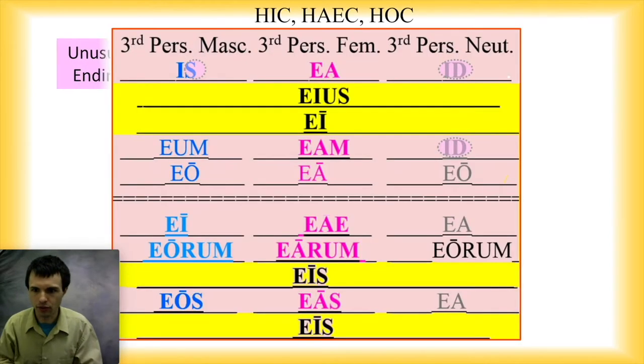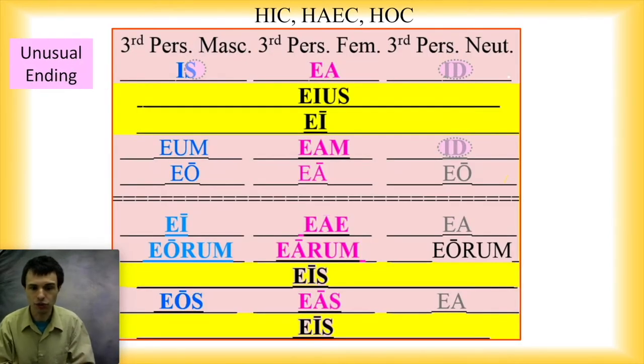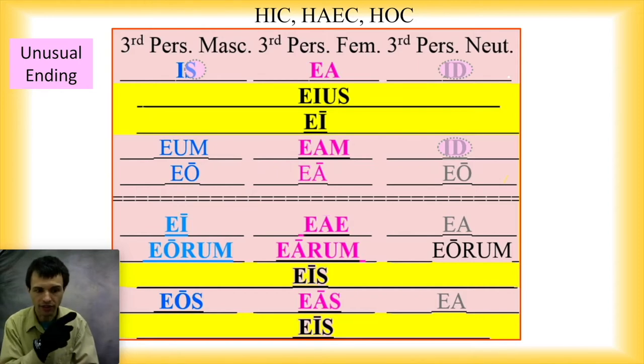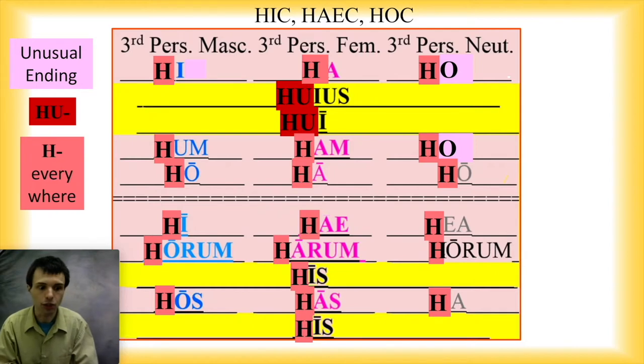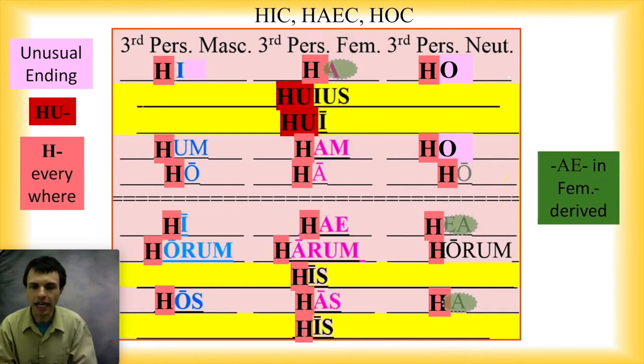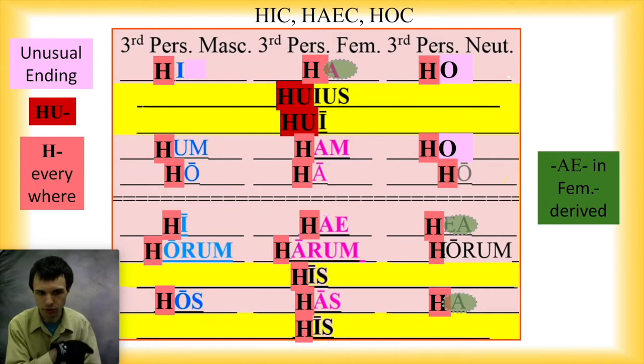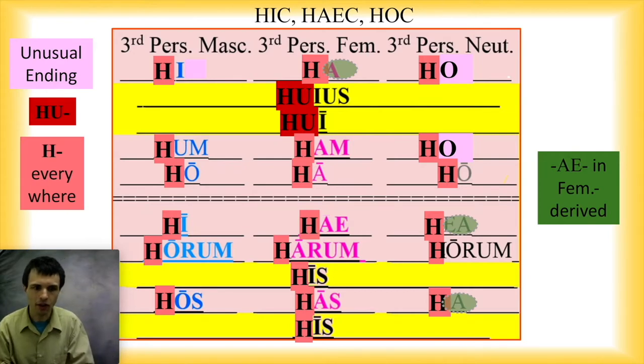All right, so how do we do this? First, our three unusual forms are going to get a weird ending. O in the neuters and no S here on the masculine. Chunk. Next comes in H or HU. After that, the feminine derived endings, which is the feminine and then the neuter plurals, which always are identical to feminine singular. No idea why, but those are the three feminine-derived endings. Those are going to get AE, because it was a mess.